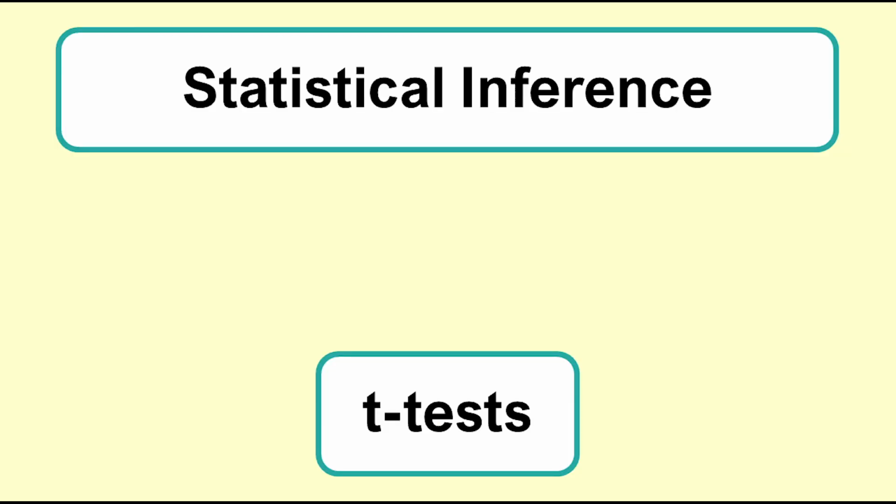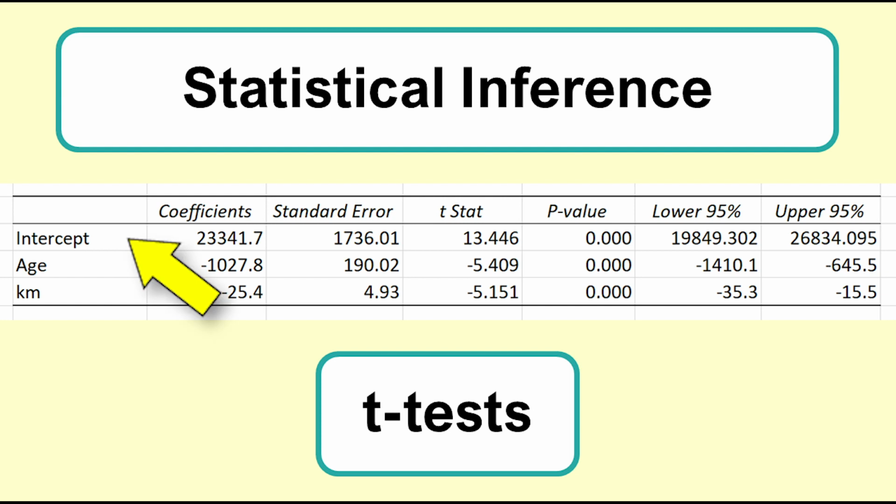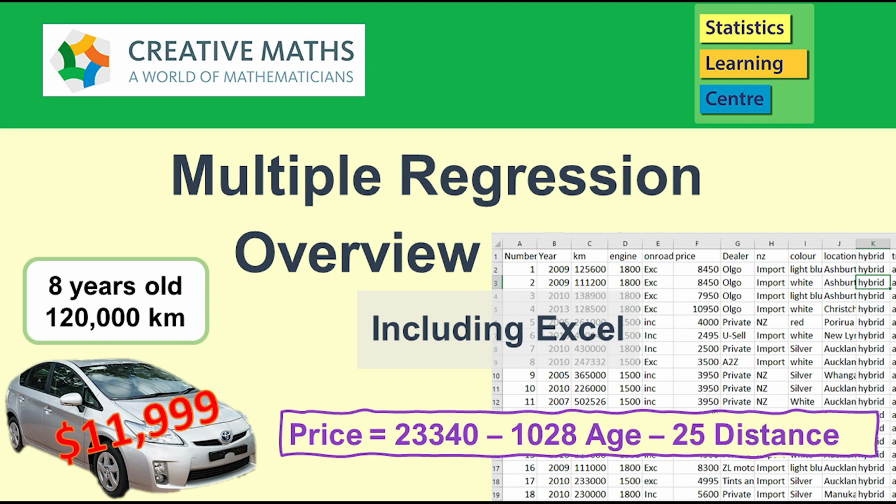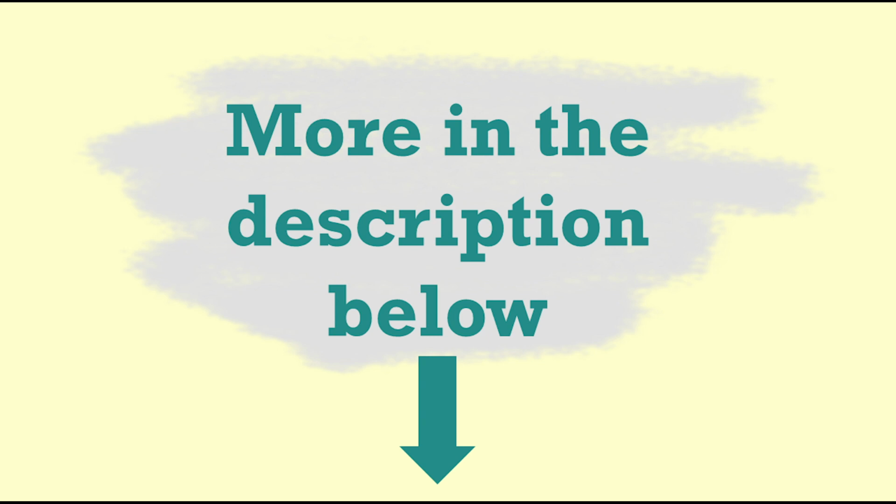We use t-tests for the individual coefficients and an f-test for the regression as a whole. This table from Excel shows the intercept and coefficients and their t-statistics. As the p-value for each coefficient is low, less than 0.0005, we can reject the null hypothesis that the coefficients are zero. There is evidence of an effect in the population from which the sample is drawn. We can also calculate confidence intervals for the coefficients. This video has been an overview of multiple regression. In other videos, I will explain more about each of the concepts introduced in this video and illustrate them with the Prius data and other data.